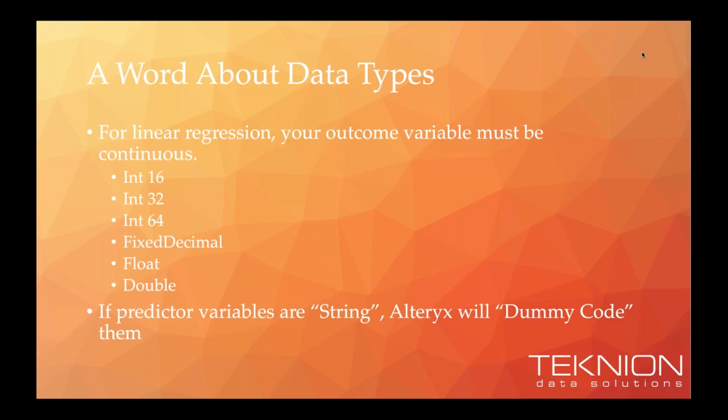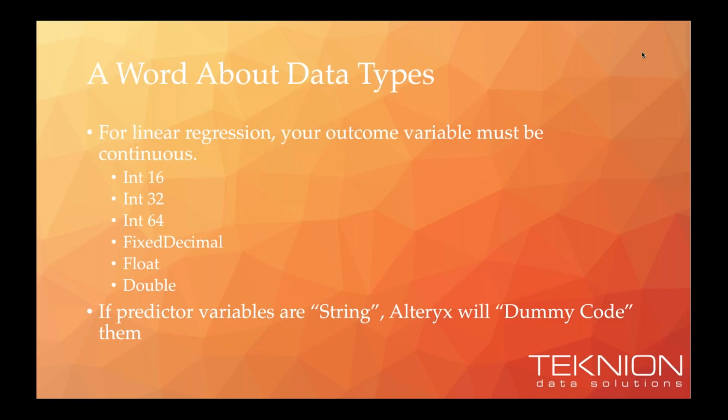But if we did put a string in there, and so let's suppose we put in group A, group B, and group C, what will actually happen is Alteryx will do something called dummy coding of these. And so if we have, let's say, 3 options, group A, B, and C, it will actually create 2 variables from those 3 options. And I'm going to show you what this looks like at the end.